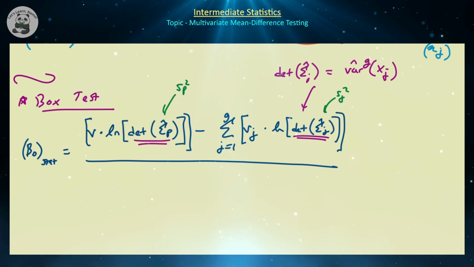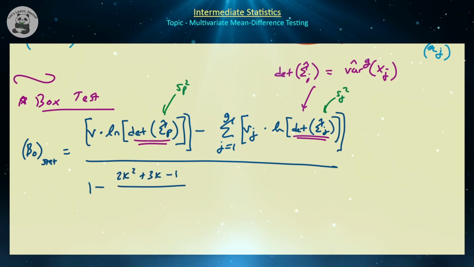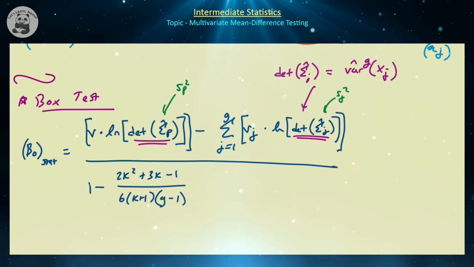And you could also do a variation of this and look at the total variance if you want, but generalized variance is usually a little bit more useful because instead of just looking at the diagonal, you should be looking at all of the elements in the covariance matrix, right? So the box test is looking to see if the generalized variance for our multivariate samples is significantly different from each other. All right, and on the bottom, we're going to have 1 minus 2k squared plus 3k minus 1 all over 6 times k plus 1 g minus 1.